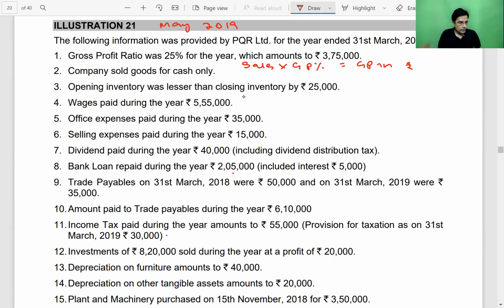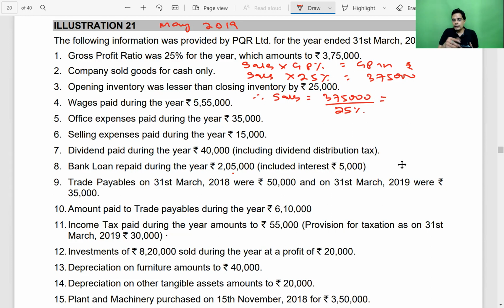So from this equation, we can find out the total sales made by the entity during the entire accounting year. Sales multiplied by 25% is equal to 3,75,000. So therefore, sales is equal to 3,75,000 divided by 25%. So this is the total sales made by the entity in the entire year.